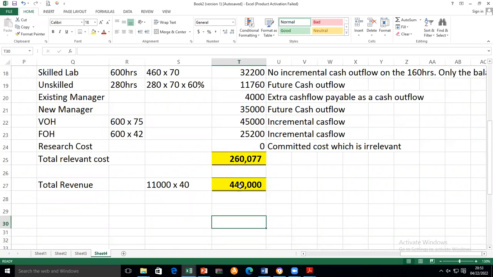Somebody has said, look, do this for me, I'll pay you 440. You have identified that the relevant costs are 260. So should you go ahead? Yes, we should, because they are proposing to pay us how much? 440. And yet the relevant cost is how much? 260.